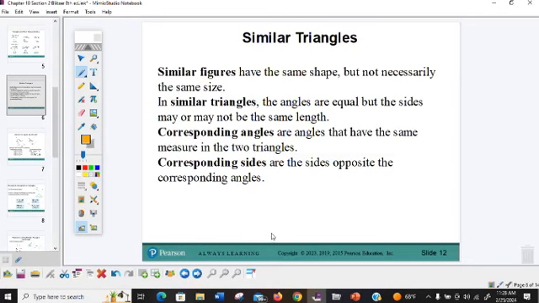Let's look at some similar triangles. Similar triangles have the same shape, but they're not always the same size. If you know your triangles are similar, then the angles are going to be equal, but the sides may not be the same length. Corresponding angles, the ones that are in the same spot, and we'll talk more about that in a minute, will have the same measure, and corresponding sides will be proportional.